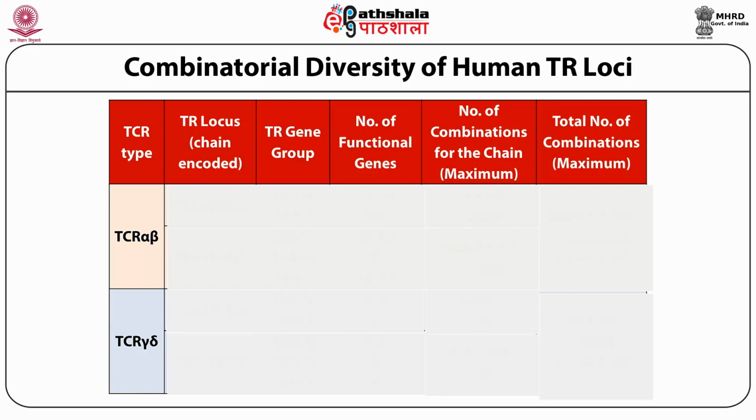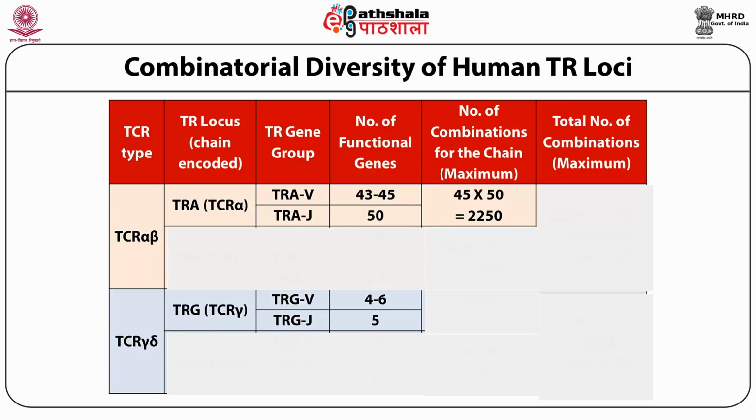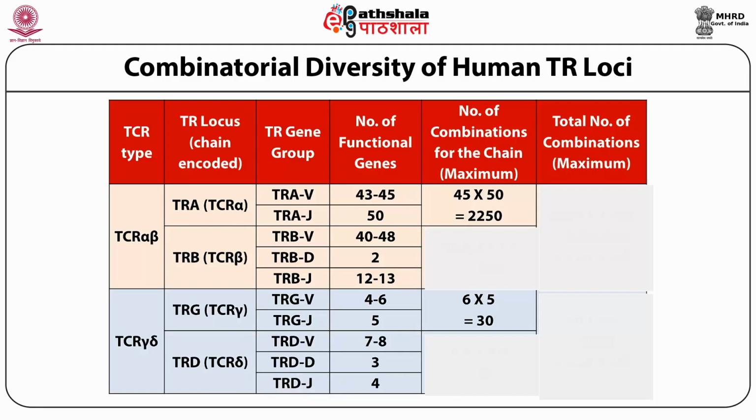The antigen binding region of TCR corresponds to V and J genes of the TRA and TRG loci. Therefore, in order to calculate the maximum number of antigen specificities that these loci can generate, we multiply the maximum number of these genes at these loci. For the TRA locus, 45 multiplied by 50 gives us 2250, while for the TRG locus, 6 multiplied by 5 gives us 30. The antigen binding region of TCR corresponds to V, D, and J genes of the TRB and TRD loci.